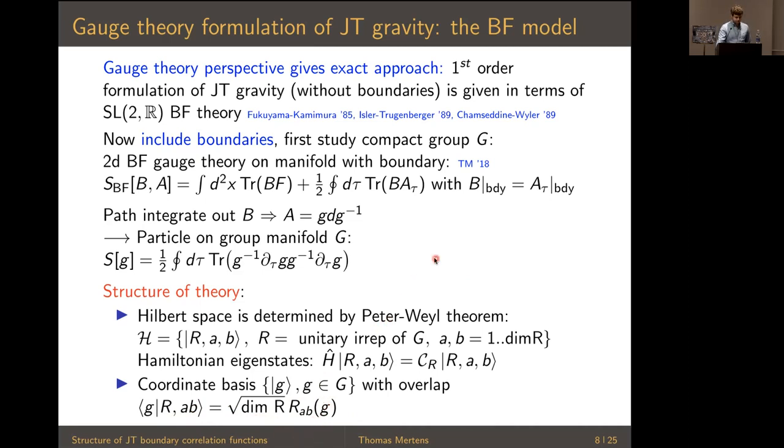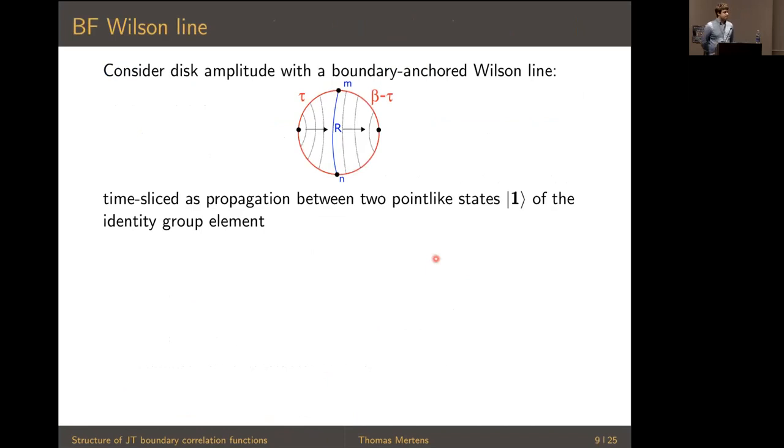So now, as an example of a calculation you can do exactly with this model, and also, of course, because this will be the precise calculation that we will need to generalize to go to JT gravity, we will consider the disk amplitude with a boundary anchored Wilson line on it. So we want to do the BF path integral on this disk, and I have in blue here this boundary anchored Wilson line that I inserted in my amplitude.